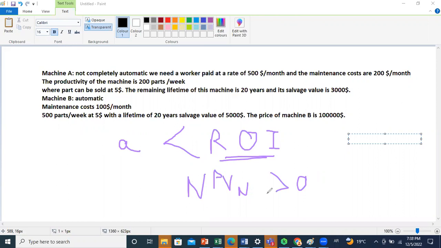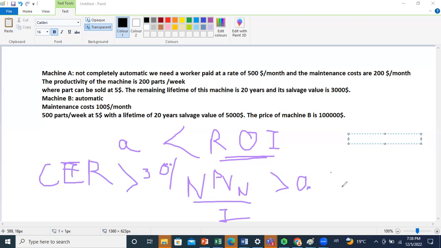And of course, to be on the safe side, as we have seen in the course material, we do not just take NPVN to be larger than 0. We use the CER method. To be on the safe side, the capital enrichment rate should be larger than 30%. The capital enrichment rate is NPV at year N over the initial investment, which is here $90,000. So you should have NPV over I larger than 0.3. If this is the case, then you can consider your project profitable. If not, the project is not profitable.